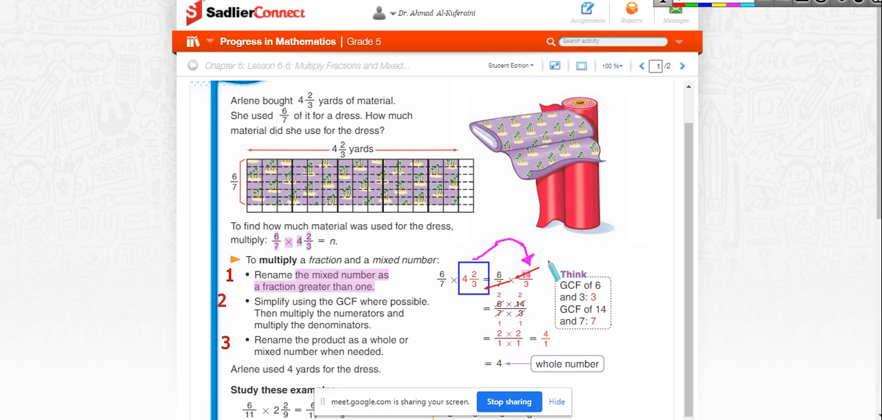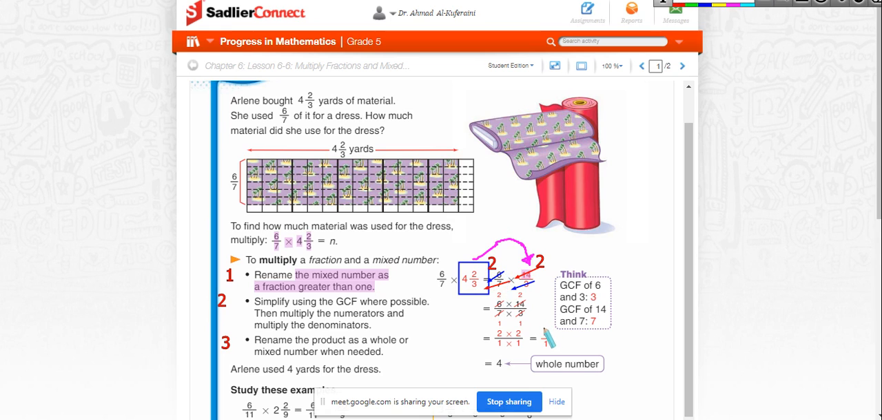Now we have, what do we write instead of the 14? We simply write 2, because the 14 itself is 7 times 2. So we delete the 7, we just have 2. Now 6 and 3, we can delete them together. We delete the 3 and we delete the 6 and we write, instead of the 6, we write 2, because 6 equals 3 times 2.